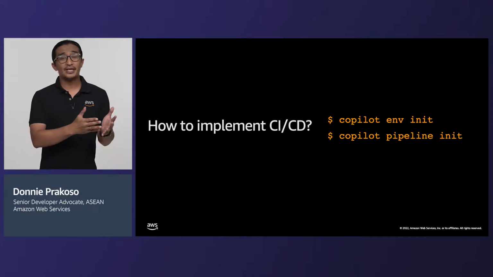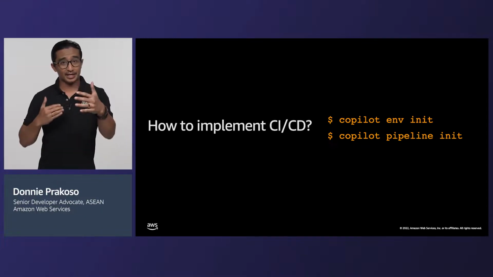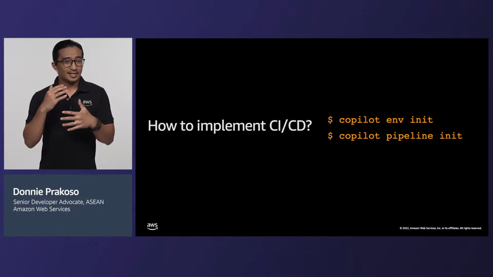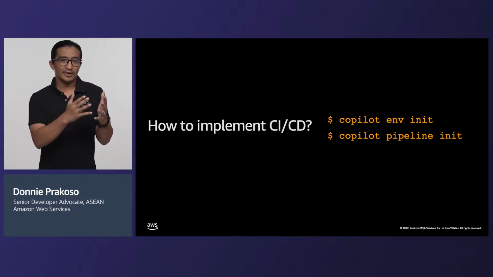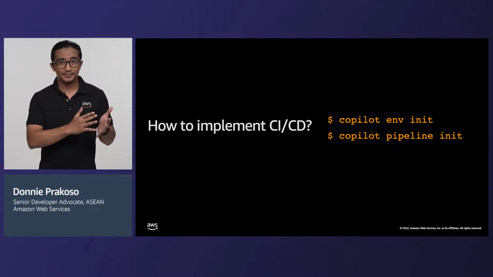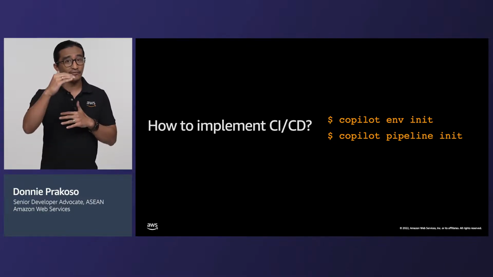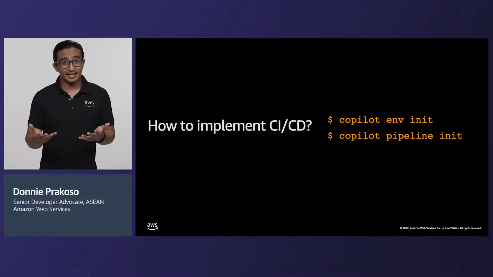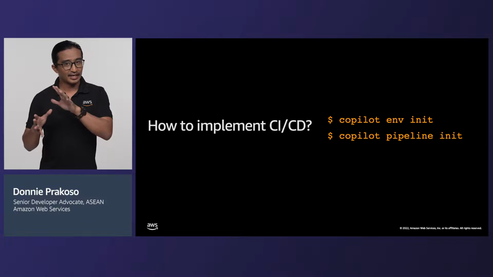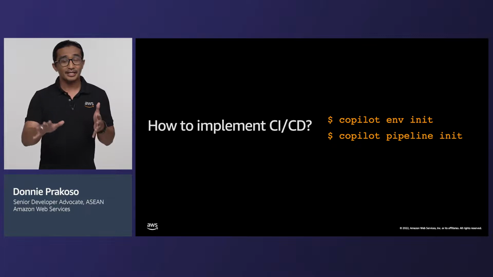In the previous demo, we have learned how we can use AWS Copilot to deploy and scale our application. Now, when it comes to modern application, one of the best practices is to implement CI/CD as early as you can. And CI/CD gives you benefit in the long run as it will increase your development velocity. And with Copilot, you can easily create another environment using Copilot env init. And if you want to implement CI/CD for your applications in any environments, you can simply run Copilot pipeline init.